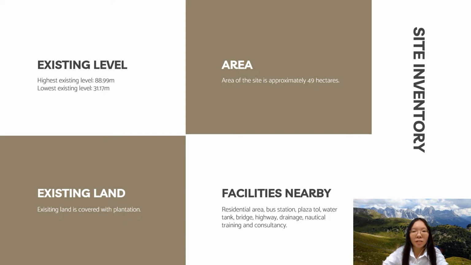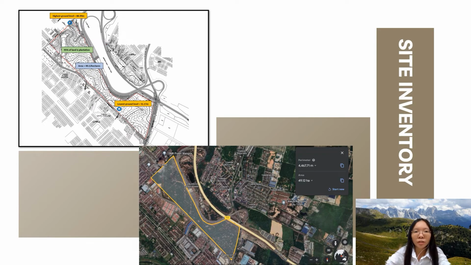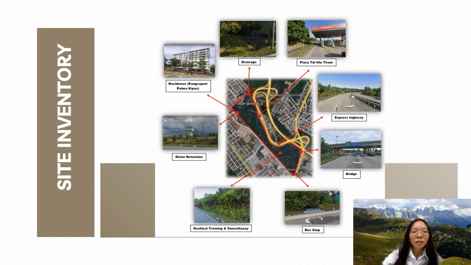For the facilities nearby, we have a residential area, plaza store, water tank, highway, drainage, and so on. This figure clearly shows the location of the highest and lowest existing levels and also the area of the project site. From Google Earth, we can identify the features and facilities near the project area. There are residential areas such as flats, a water tank, bus stop, bridge, highway, plaza to Ulu Tiram, drainage, and also a nautical training and consultancy near the project area.